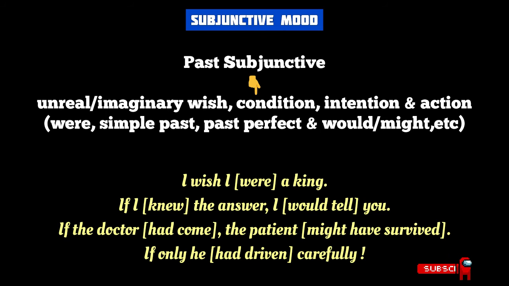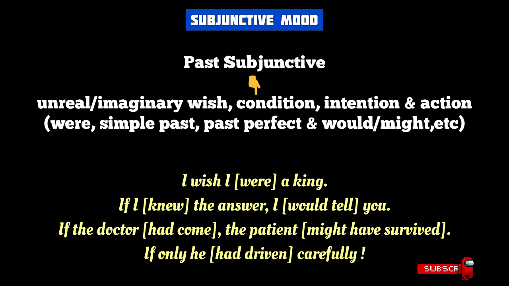If I knew the answer, I would tell you. Now this is an imaginary or hypothetical condition. The fact is, I do not know the answer, so I cannot tell you, but I wish to know the answer. Hence both the verbs knew and would tell you are in the past subjunctive mood in this conditional sentence.